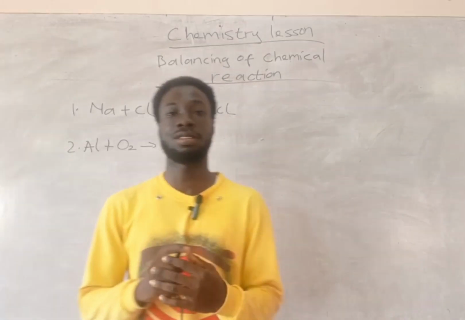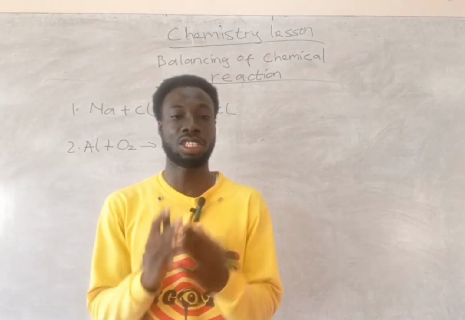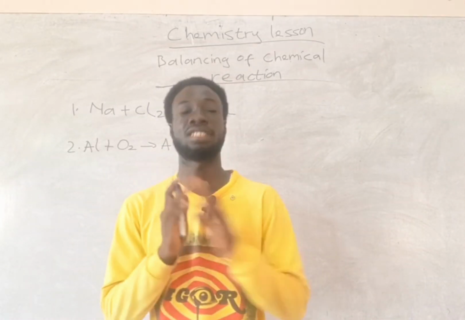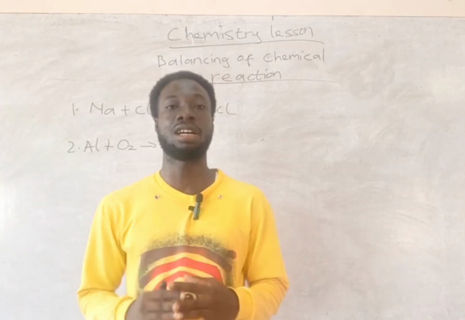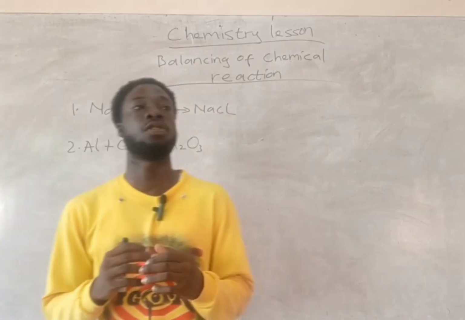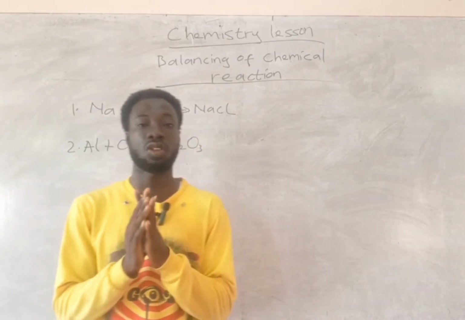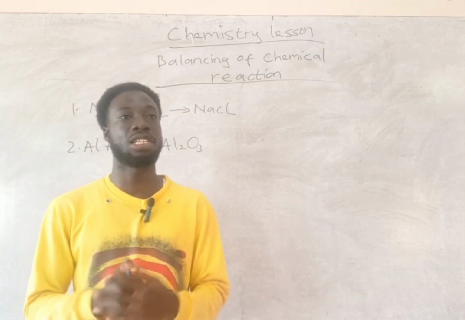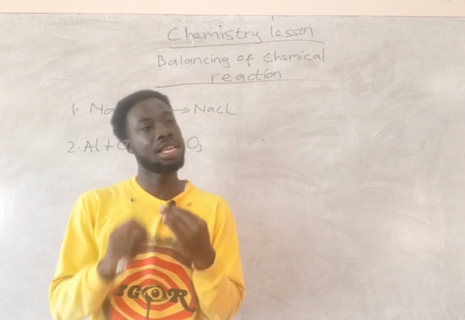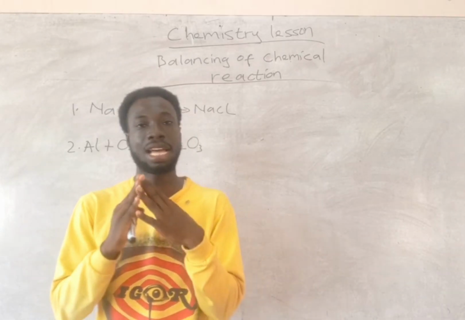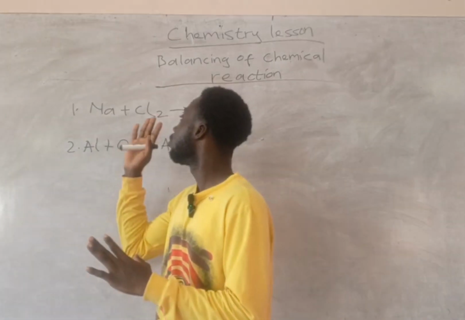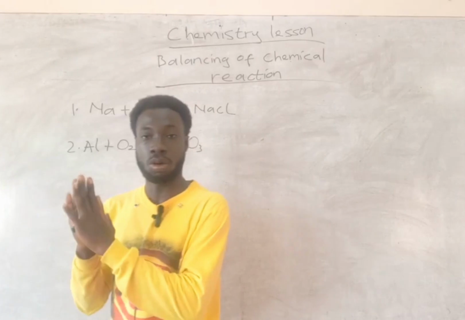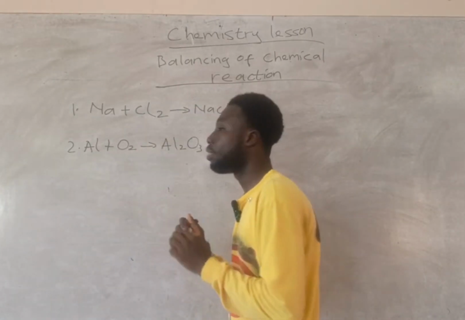Today we are going to talk about how to balance chemical reaction. So this is chemistry, right? So we are going to talk about how to balance chemical reaction. Now, when you talk of balancing of chemical reaction or balancing of chemical equation, they are the same. So when you talk of balancing of chemical equation, it means making the atoms of each of the elements here be equal, right? Now, let me break it down.